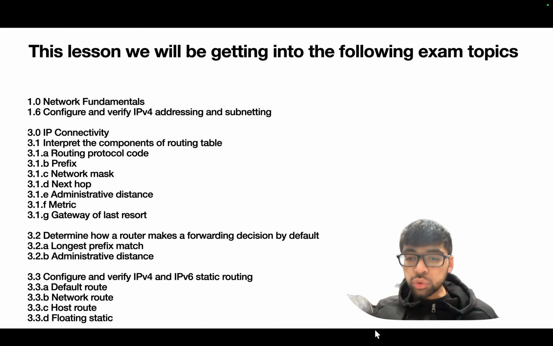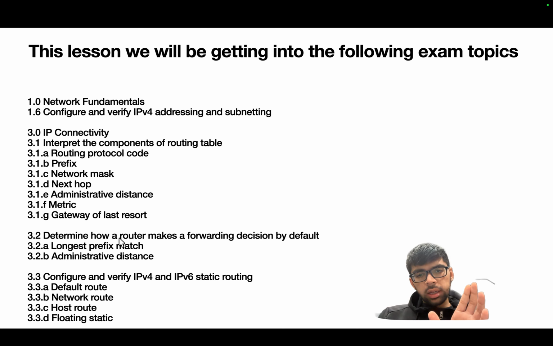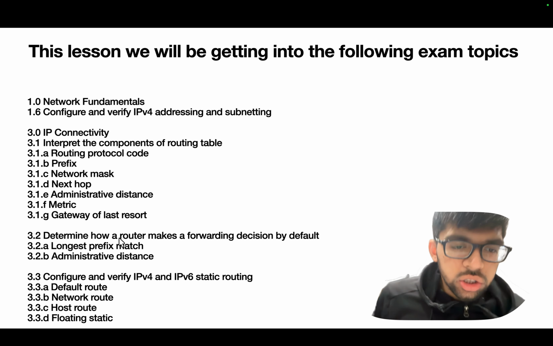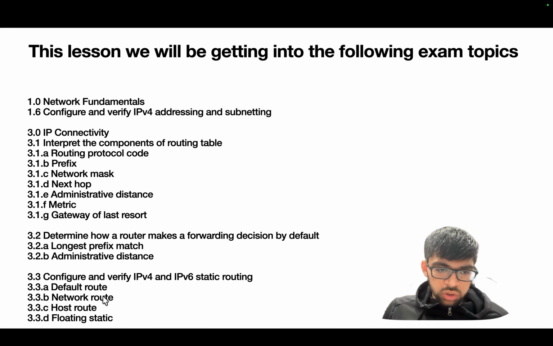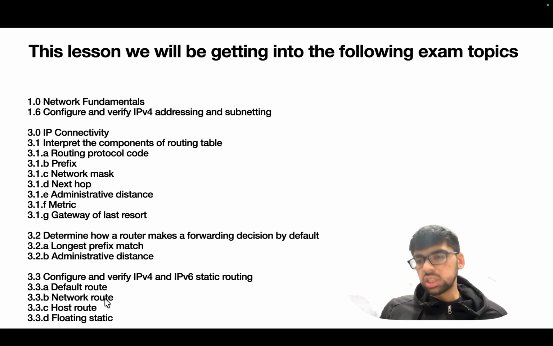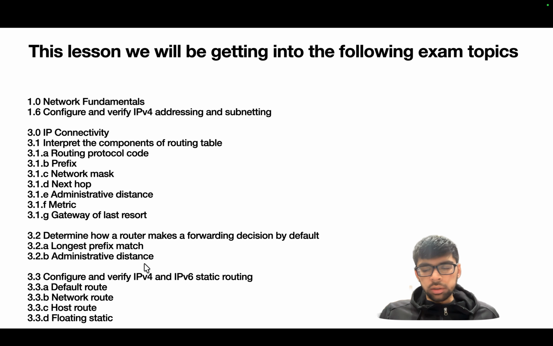There's network fundamentals: the configuration and verification of IPv4 addressing, subnetting, and IPv4 connectivity, so there are several aspects here. Then we're going to look at how routers make their forwarding decisions and configuring static routing. There are different ways of achieving this: default routes, network routes, host routes, and floating static routes. This is directly from the exam topics.